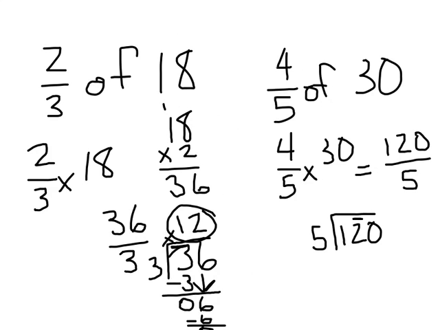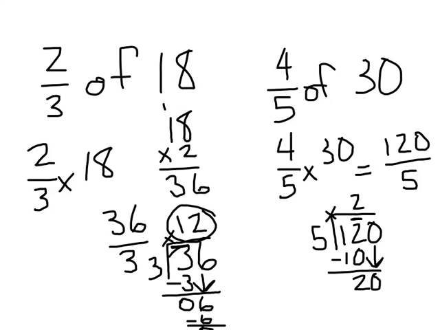I should start my division with 12 tens. How many times does 5 go into 12? 5 goes into 12 2 times. 2 times 5 is 10. When I subtract, I have 2 left over, and I can bring down my 0.